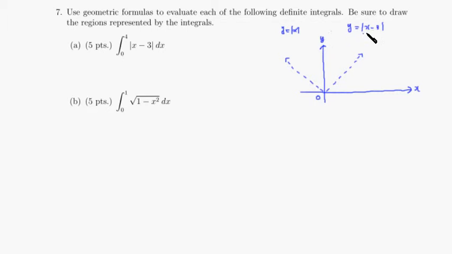Then what we need to do is shift it to the right 3 units. So 0 is going to go to 1, 2, 3. So 3 is right there. So it's going to get shifted, and you're going to have a V-shaped graph, which looks kind of like this.